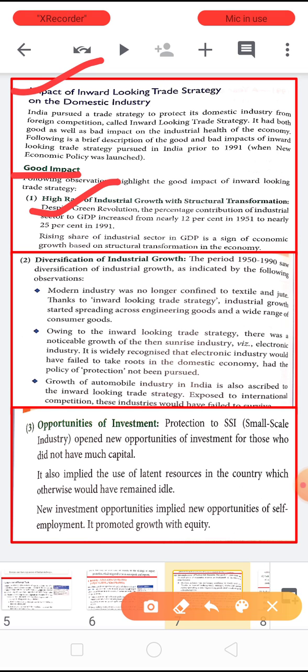The first one is high rate of industrial growth with structural transformation. Children, let us learn first what is structural transformation. Children, structural transformation occurs when there is a rise in the percentage share of secondary and tertiary sectors in GDP and the corresponding fall in the percentage share of the primary sector. I mean, when we increase the percentage contribution of the secondary and tertiary sectors in the country's GDP, and a corresponding fall in the share of the primary sector, that is agriculture, then this is called a structural transformation.